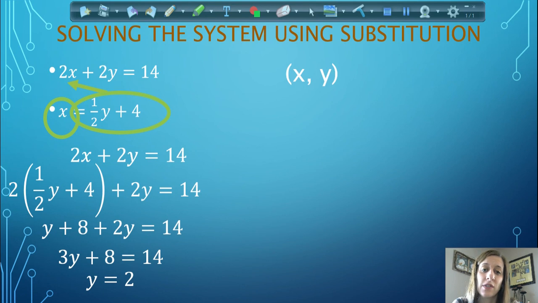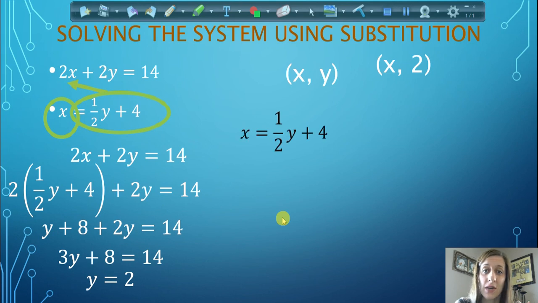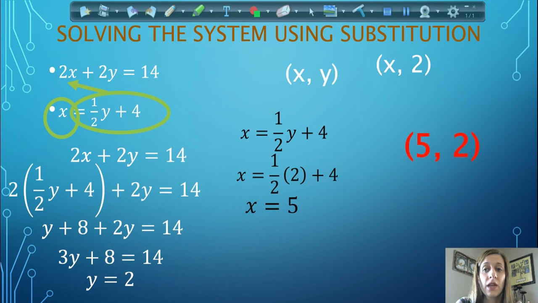So this is now where you have to be careful because we just found the y value to the coordinate, not the x value. So make sure when you write your ordered pair that you're putting the 2 in for the y coordinate. So now I need to find what x is equal to. It's easy to go to the x equals equation. I now know the y value is 2. And I'm just going to substitute in and evaluate and get that x is equal to 5. So my ordered pair, the solution to this system, will be 5, 2.